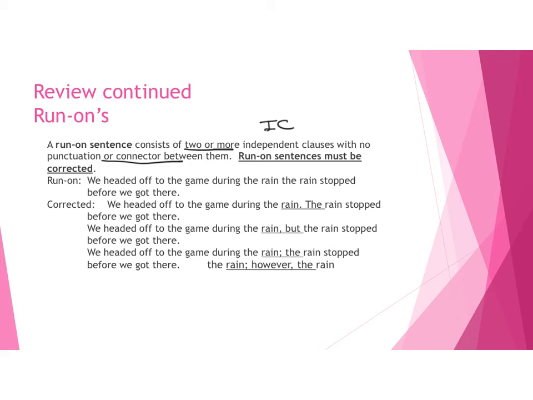Four ways. You can use a period and a capital letter, okay? You can use a comma and then a fanboy. And I have the fanboys on the next slide for you. You can use just a regular semicolon, or you can use a semicolon and a conjunctive adverb with a comma. And that's important: if you use the word however, you do have to put a comma after it. Okay? This is called a compound sentence.